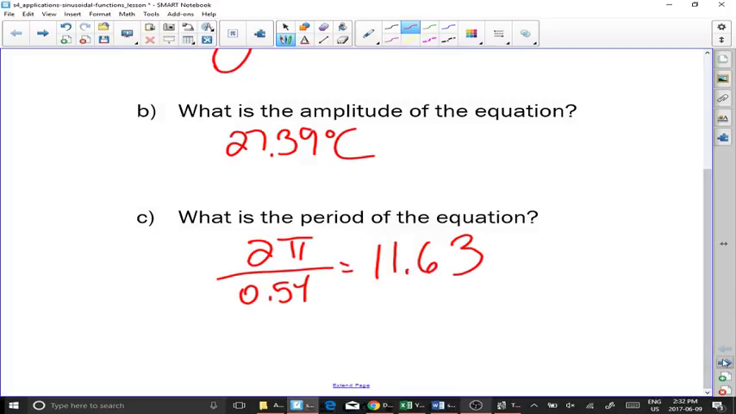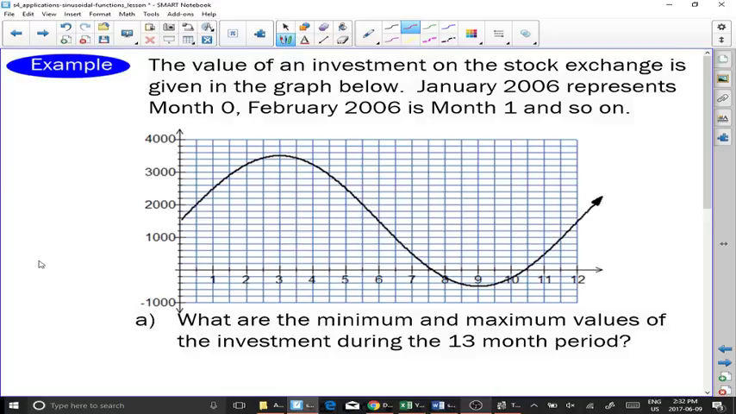Now, move on to the next example. Here, it gives us just a graph. It doesn't give us an equation, but we are going to try and answer some questions on this graph. The value of an investment on the stock exchange is given in the graph below. January 2006 represents month 0, February 2006 is month 1, and so on. What are the minimum and maximum values of the investment during the 13-month period?